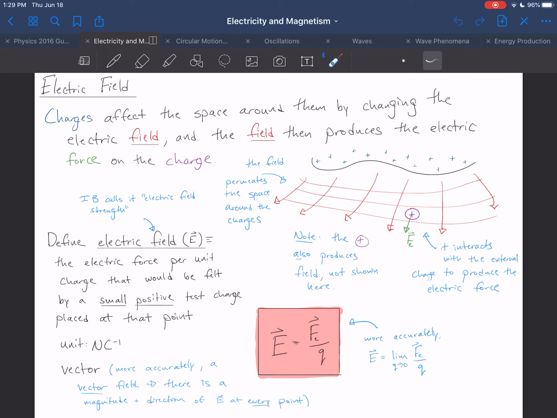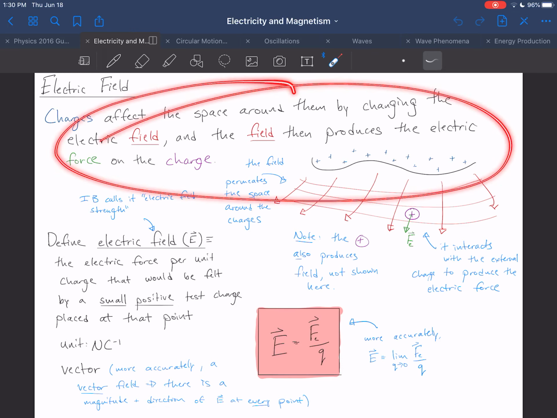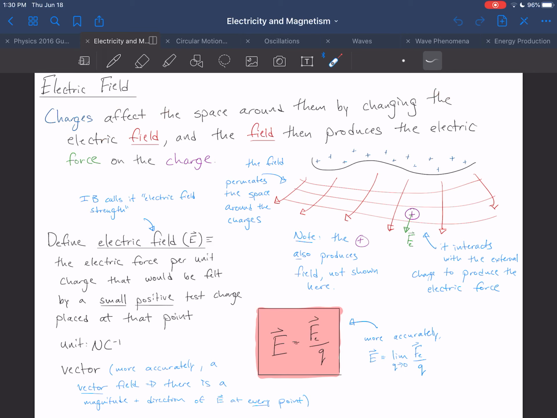Okay? Note that the positive purple charge shown also produces its own field, not shown here, just for simplicity's sake, so that we can get the idea. Okay? Now, we're going to formally define this and figure out how to calculate it. That formal definition will be important, and you will need to memorize it. But this is the essential idea of what's going on, so let's never lose sight of that.